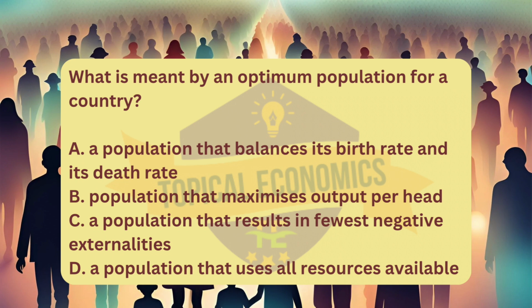Next, option C, a population that results in fewest negative externalities. While minimizing negative externalities, like pollution or resource depletion, is an important aspect of sustainable development, the optimum population is not defined by the reduction of externalities alone. The optimum population is more about maximizing the economic potential of the country and its people, though fewer negative externalities might be a side effect of reaching the optimal population.